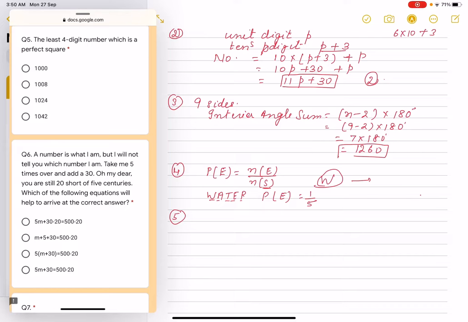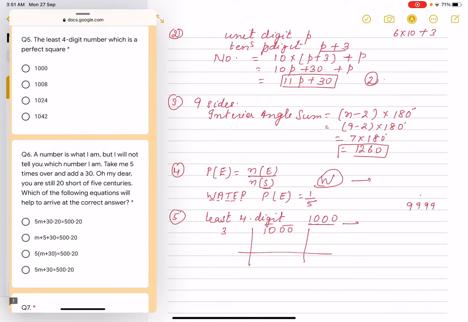The least 4-digit number. We know that the least 4-digit number is, we have to be fast. So, the least 4-digit number is what? 1000. It is 4-digit. We know the greatest is 9999. But is it a perfect square? No. So, how do we make it a perfect square? We check how we can add so that it will be a perfect square. We make pairs from this.